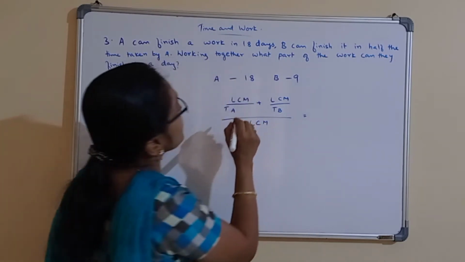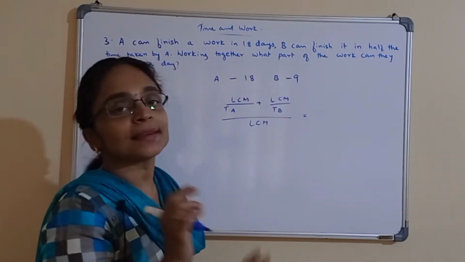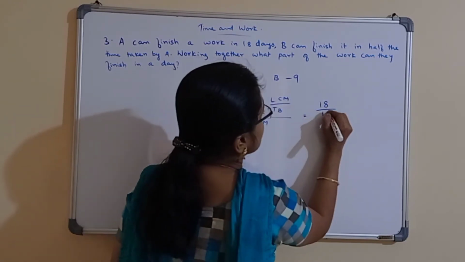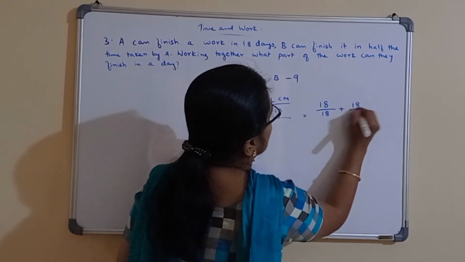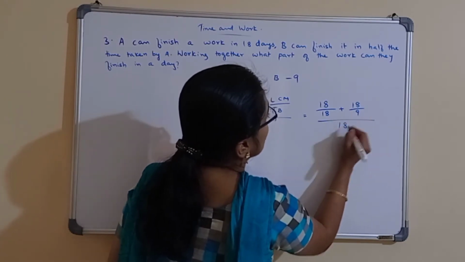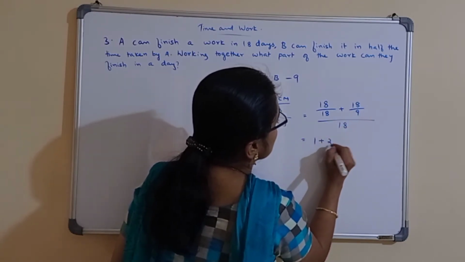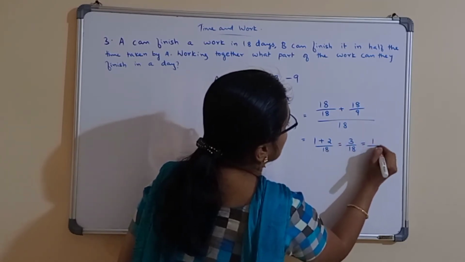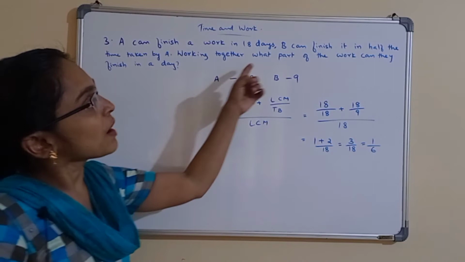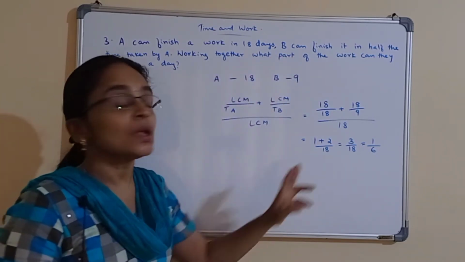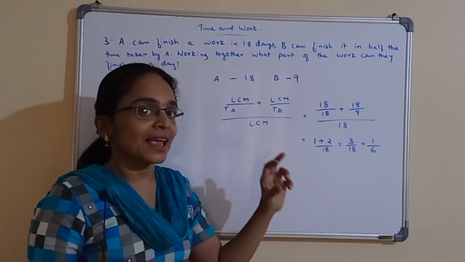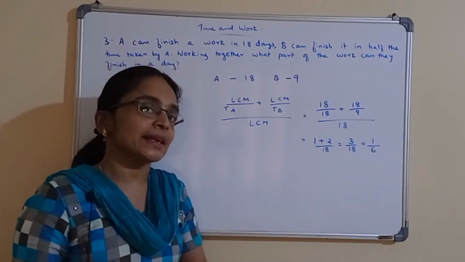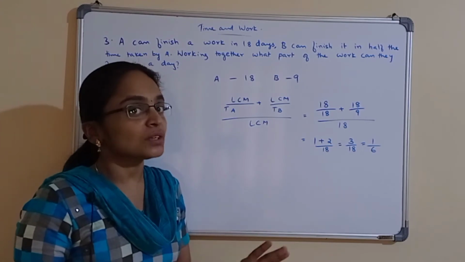So this is equal to LCM. What is the LCM of 9 and 18? It is obviously 18. So 18/18 plus 18/9, by 18, which is equal to (1+2)/18, and that is equal to 3/18, which is equal to 1/6. So what part of the work can they finish in a day? 1/6 of the work they can finish in a day. And from this we can understand that they will take 6 days to finish the work if they work together.